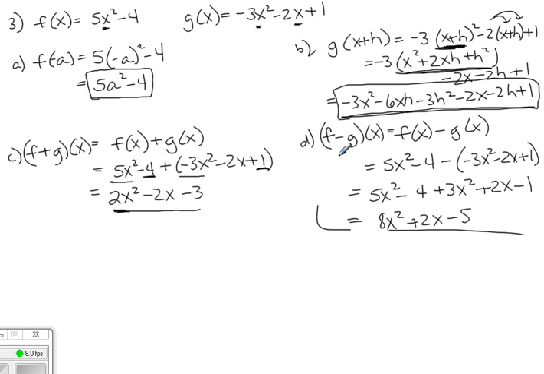Same idea with f minus g of x, but be careful when we write this down. We've got your f of x, which is 5x squared minus 4, minus, and in parentheses you want to put that function so that we'll remember to distribute the negative to all three of those terms. So this will actually become 5x squared minus 4 plus 3x squared plus 2x minus 1. Be careful with your signs. And then combine your x squared terms, 8x squared plus 2x, and then the negative 4 and the negative 1 are going to combine to give you that negative 5.